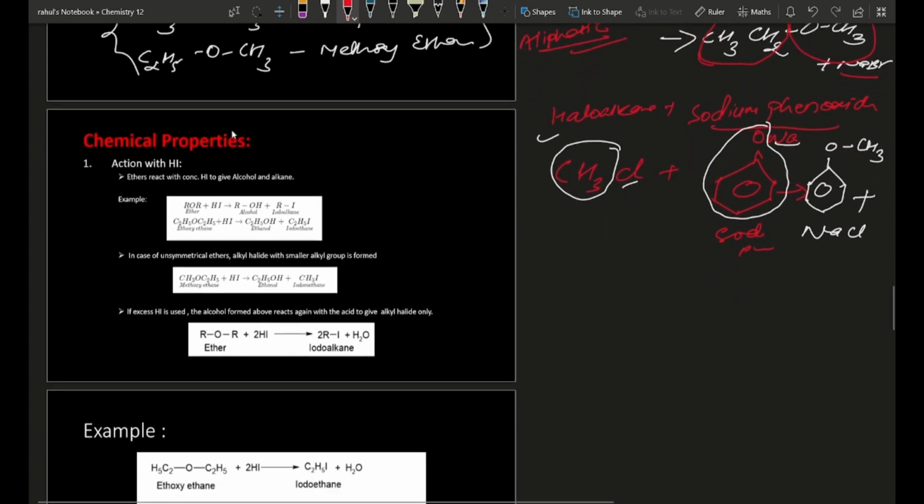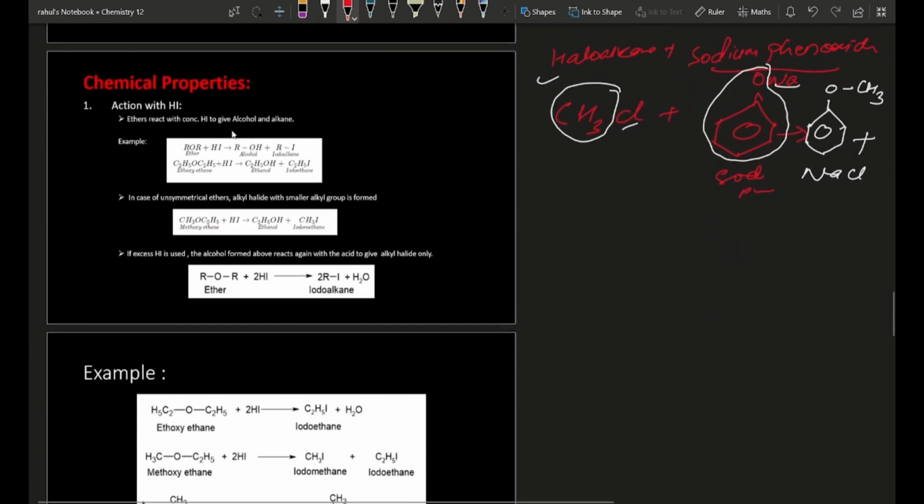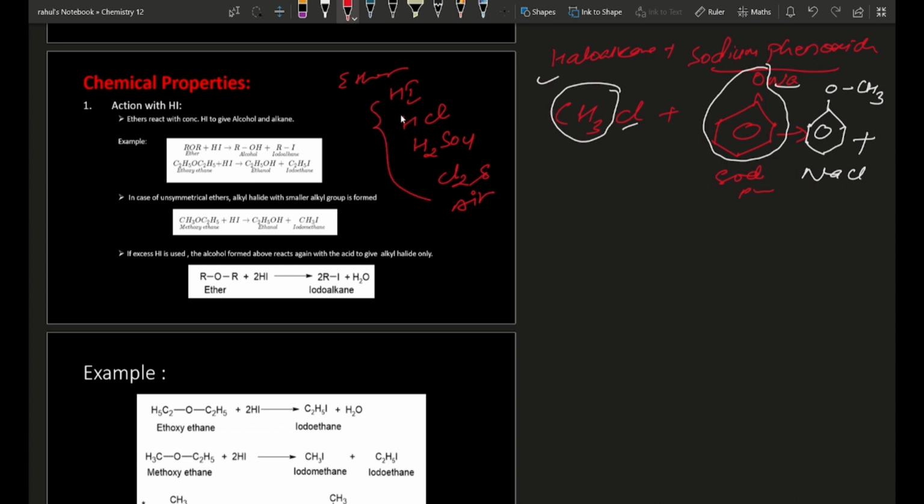Now chemical properties. So chemical properties मा हामीले इथरलाई फर्स्टमा HI सँग रिएक्ट गराउँछौँ, देन आफ्टर HCl सँग रिएक्ट गराएर हेर्छौँ, देन आफ्टर H2SO4 सँग हेर्छौँ, देन Cl2 एन्ड एयर सँग. सो हामीले यो डिफ्रेन्ट कम्पाउन्ड सँग व्हेन इथर रिएक्ट यसले कस्तो प्रोडक्ट दिन्छ त्यो कुराहरू हामीले हेर्ने हो.